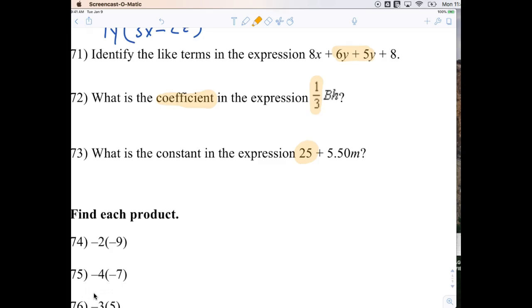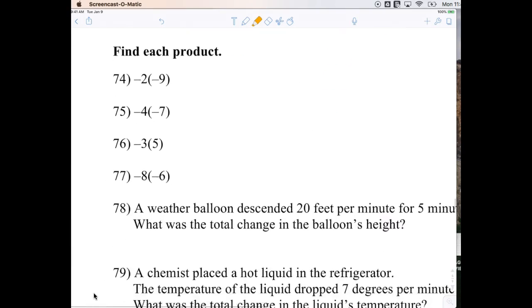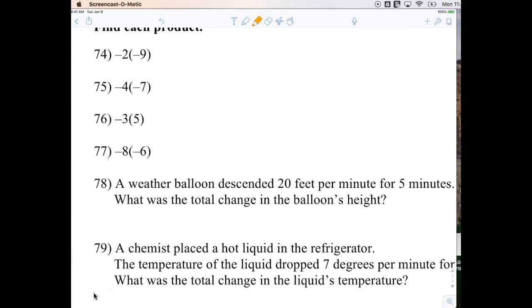All right, here we go now. On this it is just a matter of, do you remember your multiplication, your signs? All right, so negative times a negative is a what? Negative times a positive. Negative. Negative times a negative. Come on, that wasn't bad, if you know your rules.